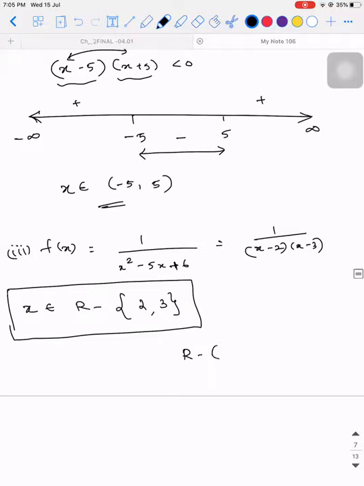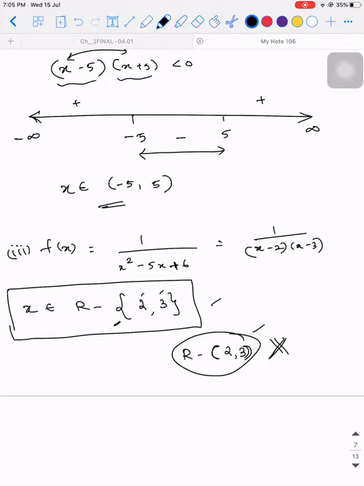If you write it as R minus 2 comma 3, this is wrong. What is the difference between this and this? Brackets. When you put this kind of a bracket, you are only saying values 2 and 3. If you put this kind of a bracket, you are trying to say you cannot substitute any value between 2 and 3. That's not right. Okay. So don't make this mistake.